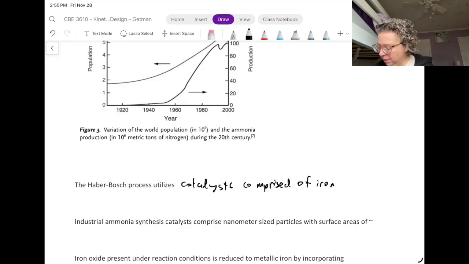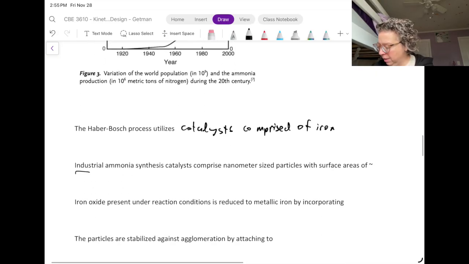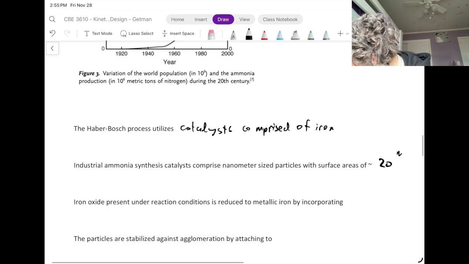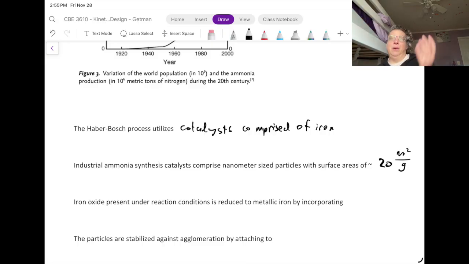These catalysts, industrial ammonia synthesis catalysts, they actually comprise nanometer-sized particles of iron with surface areas of around 20 meters squared per gram. So you think about a gram, a typical rule of thumb is something that weighs a gram is an M&M. So for every M&M, there is 20 meters squared of catalyst surface area available. Under reaction conditions, the iron doesn't remain metallic on its own. It would actually be present as an oxide.